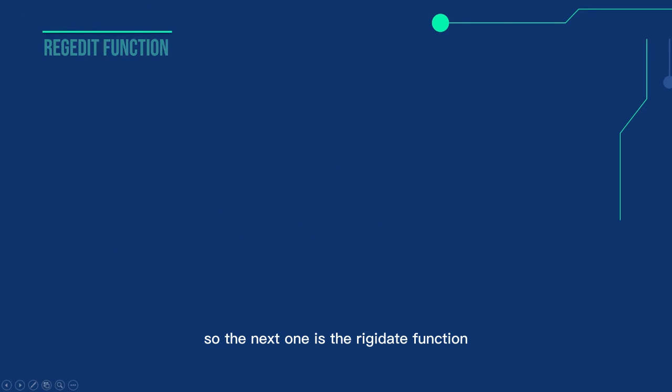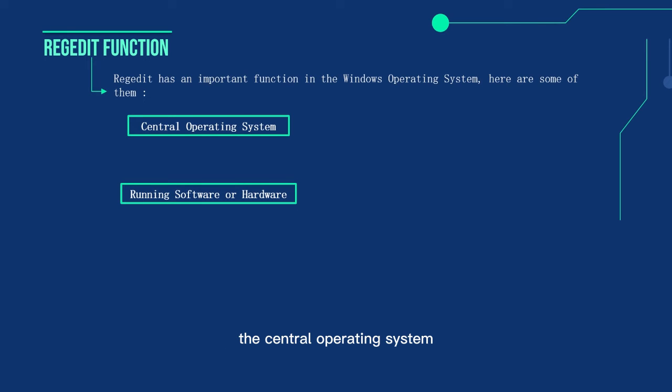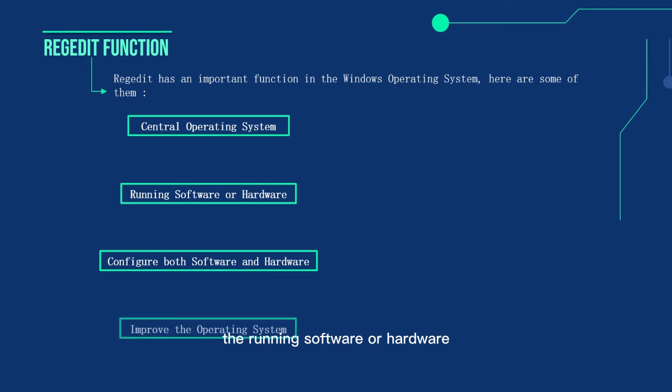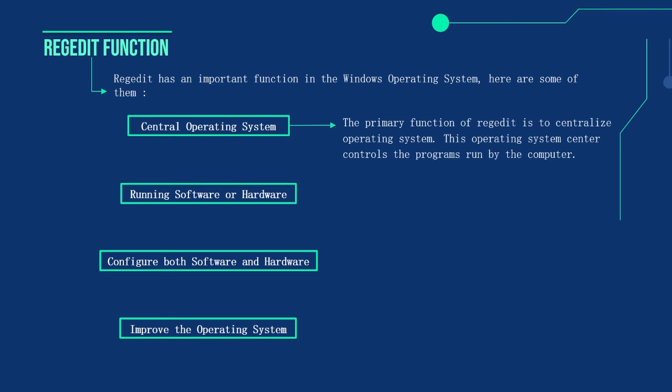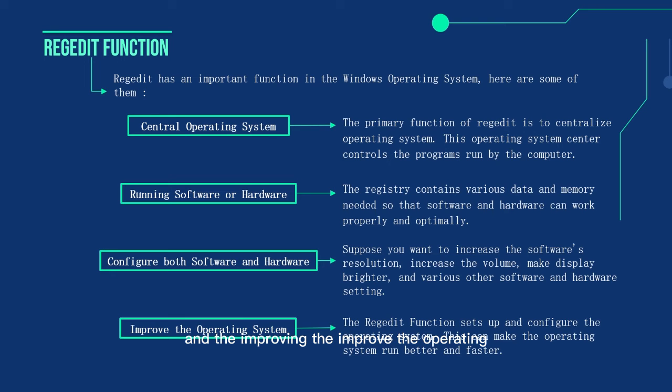So, the next one is the Regedit function. What is the Regedit function? Regedit has an important function in the Windows operating system, and here are some of them: the central operating system, running software and hardware, configure both software and hardware, and improve the operating system. So let us define this one by one.